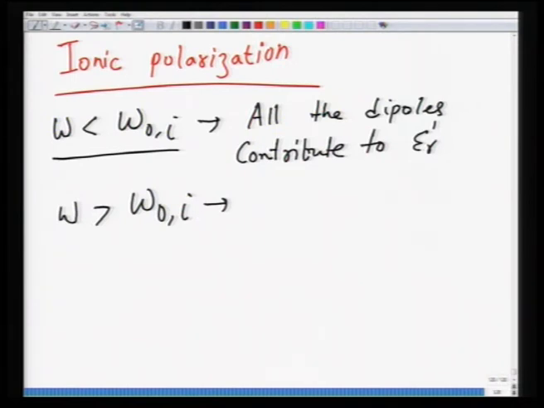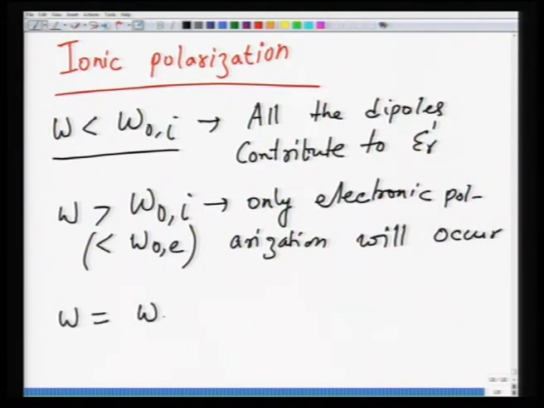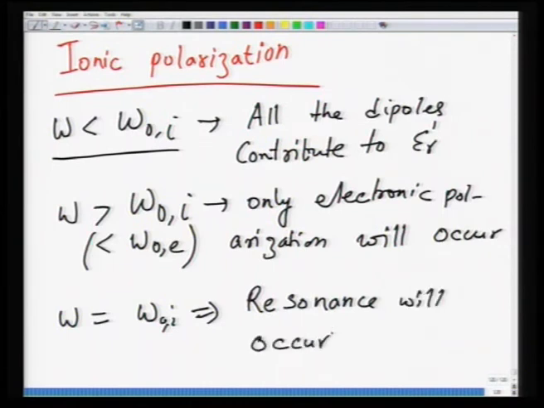In such a case, only electronic polarization will operate, because omega naught E is larger than omega naught I, but smaller than omega naught E. So, only electronic polarization will occur, and when again omega is equal to omega naught I, resonance will occur, and again for the same reason charges will be 90° out of phase with the applied field, and this will show a maxima in epsilon r double prime.